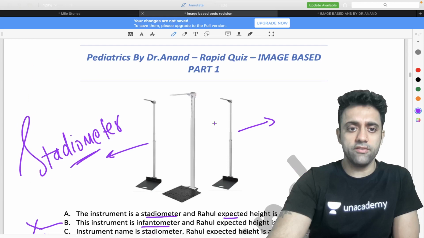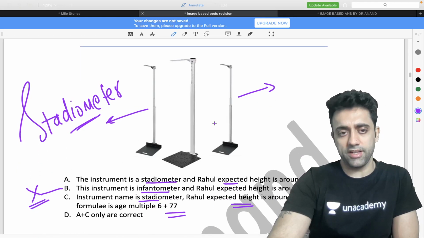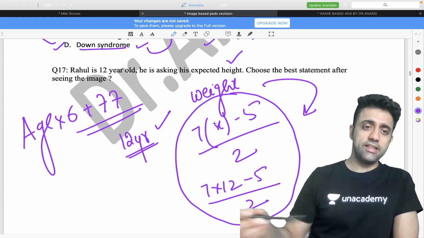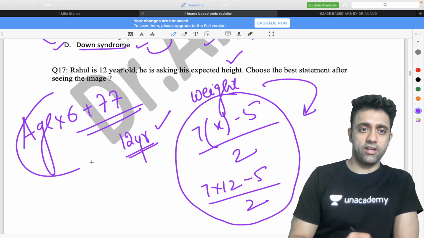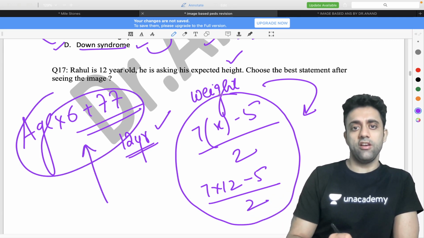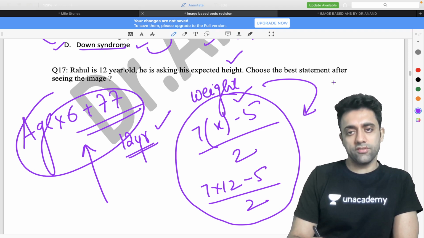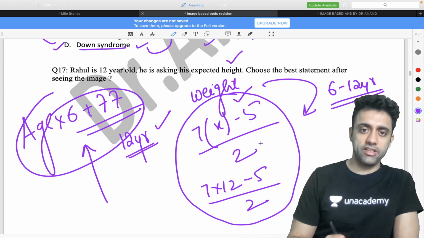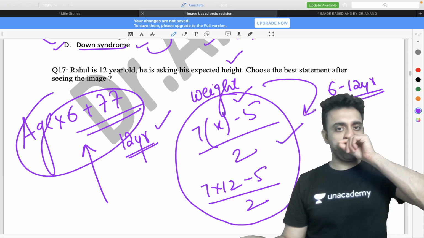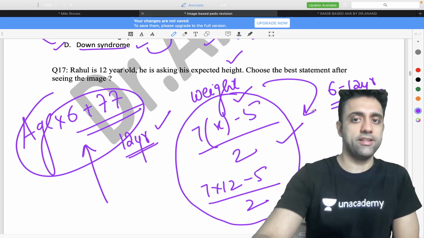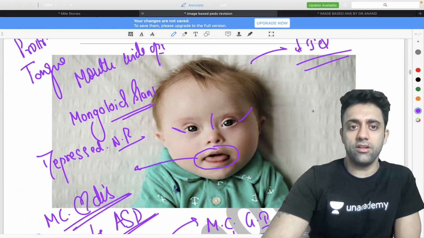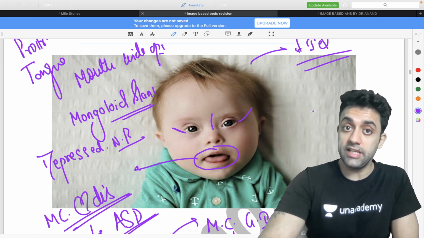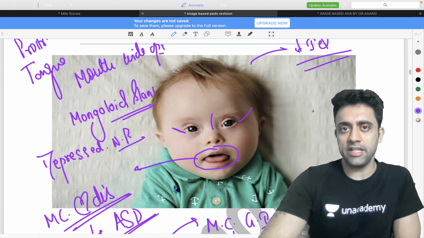Then we also covered the very important infantometer and stadiometer, and the formula. Remember the formula, okay? For calculating the height, the formula is only one: age into 6 plus 77. For weight, for a 6 to 12 year old baby, to know the expected weight we use 7 into age in years minus 5, by 2. Then we also studied Down syndrome, and remember in Down syndrome the IQ is delayed. There is only one syndrome where the IQ is not delayed.